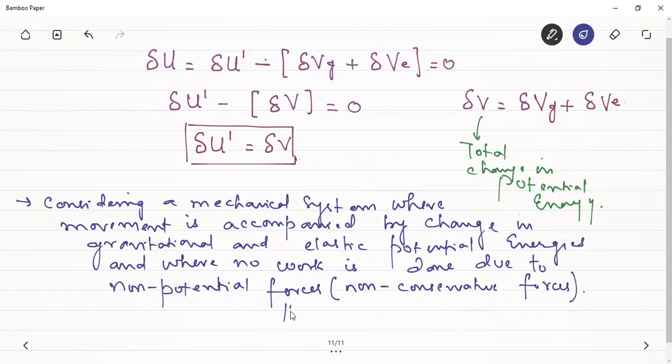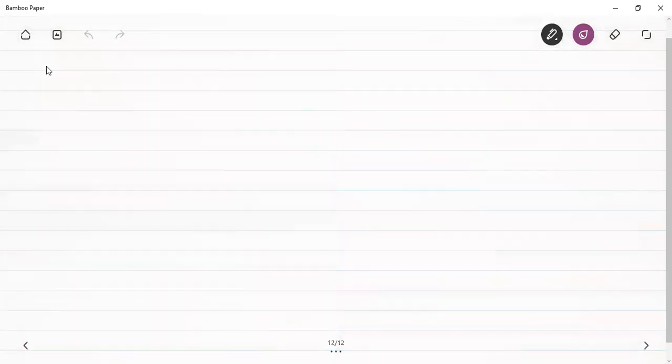Okay, then what will happen? Then delta U dash, that is the virtual work done due to the non-conservative forces, is equal to 0. And what we get here is delta V only, okay, since delta U dash is equal to delta V, and this delta U dash is equal to 0. Therefore, we say that delta V is equal to 0. Okay, so we'll write this statement again. Delta V is equal to 0 when there are only conservative forces which are the active forces, and only the conservative forces are responsible for the virtual work.